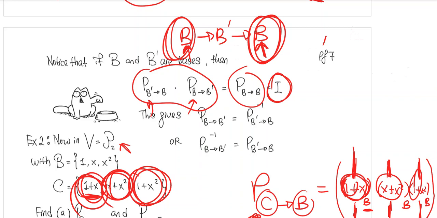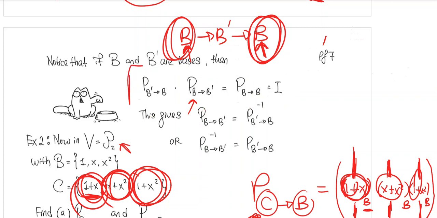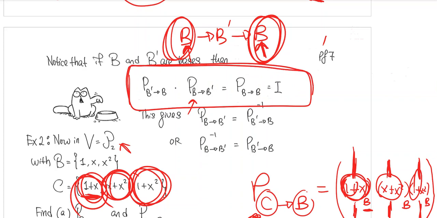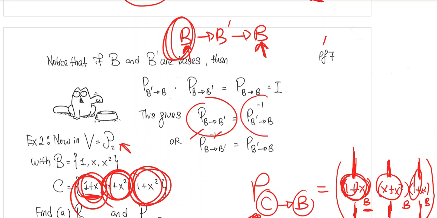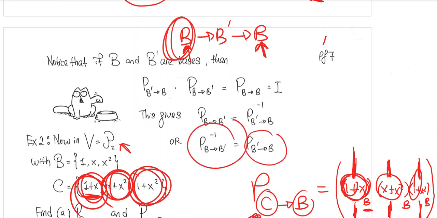So if you remember from the way we define inverses, if you have two matrices multiplied together and get the identity matrix, then you know the relationship between these two matrices. The relationship is very simple. They are inverses of each other. This matrix is the inverse of this matrix, and this matrix is the inverse of this matrix. So this gives us this relationship. The transition matrix from B to B prime is the inverse of this. Again, the transition matrix from B prime to B is the inverse of this.